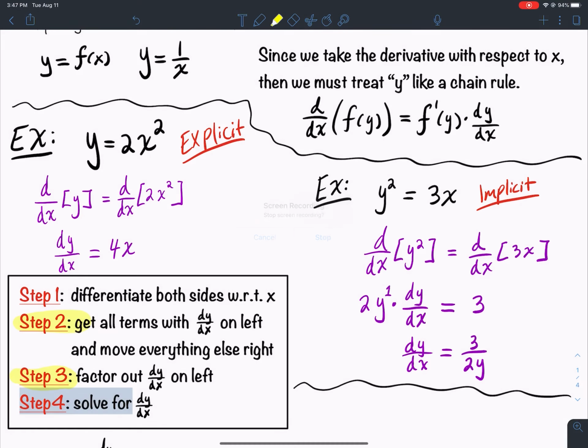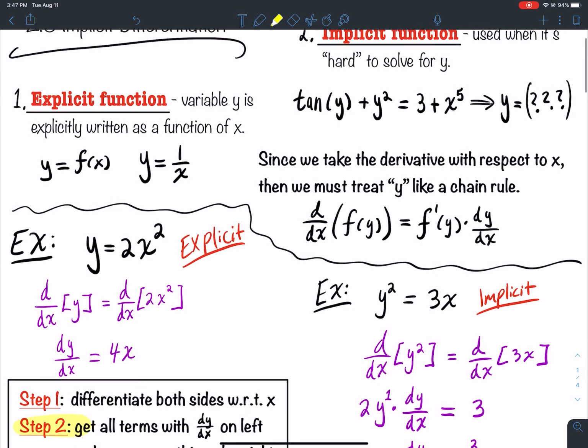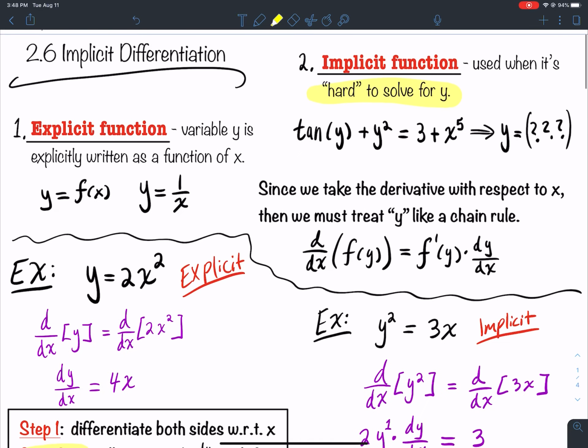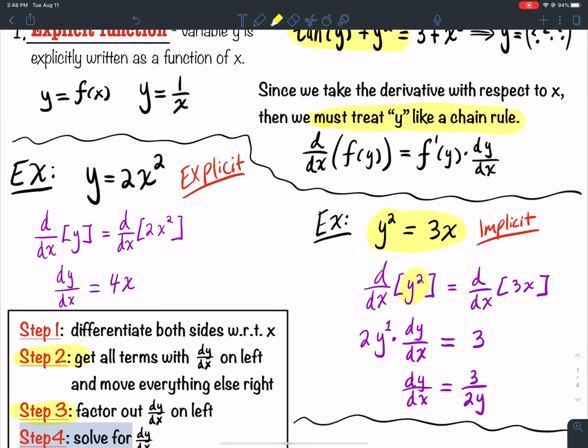But the big overall idea is I use implicit differentiation whenever I can't easily solve for y. In a situation like this here, it's not easy to just solve for y, and even other situations like this where it's basically impossible. So literally all you need to do is treat y like a chain rule, and when you treat it like a chain rule, then you get to this situation where you have a dy dx, and you get dy dx by itself, and you've got your answer.